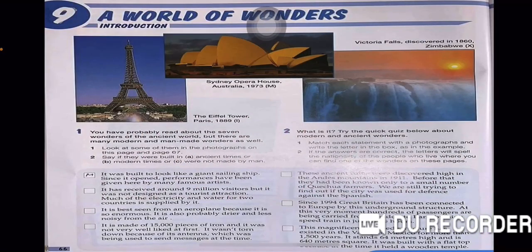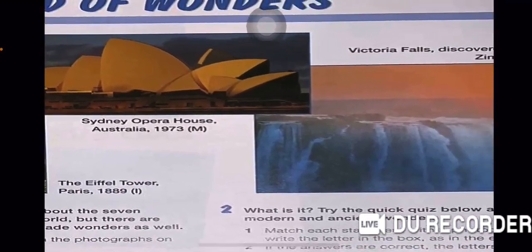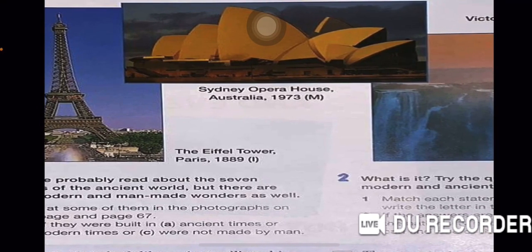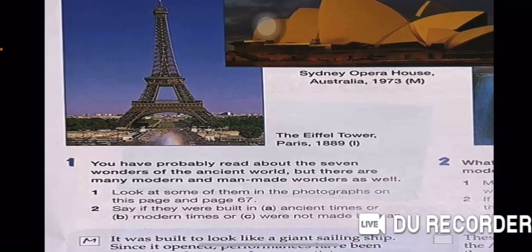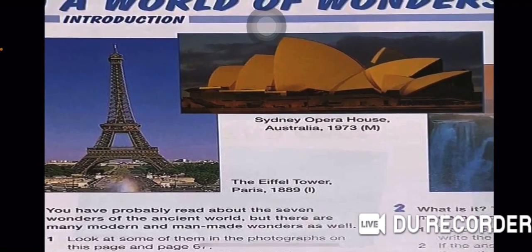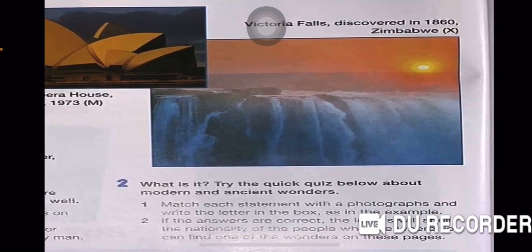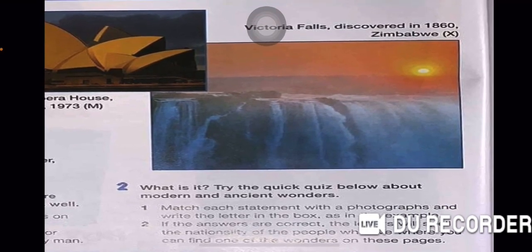Here, let's start with our language book. We have three pictures. Picture number one, Sydney Opera House. Picture two, the Eiffel Tower. Picture number three, Victoria Falls, discovered in 1860 in Zimbabwe.